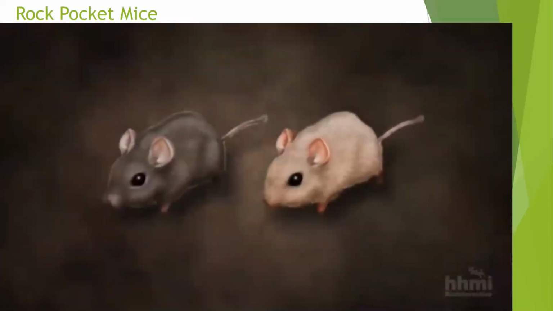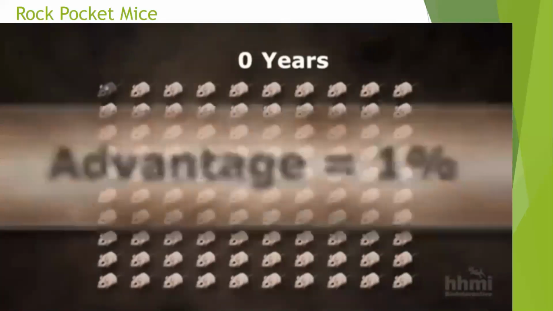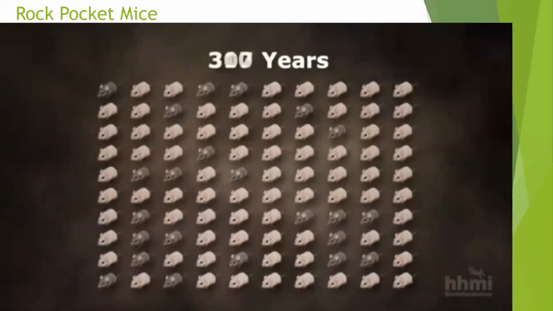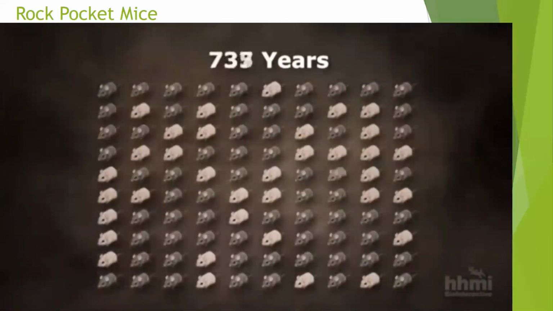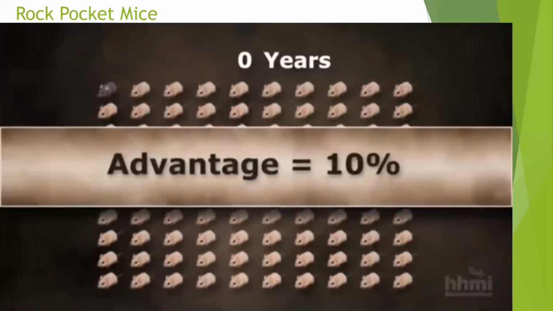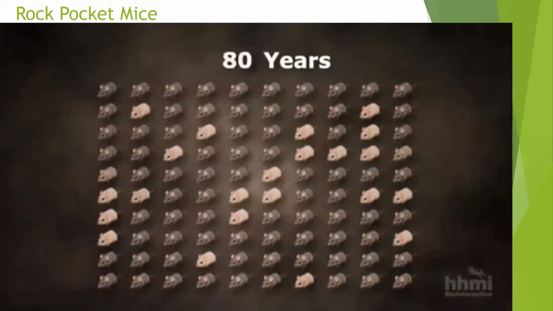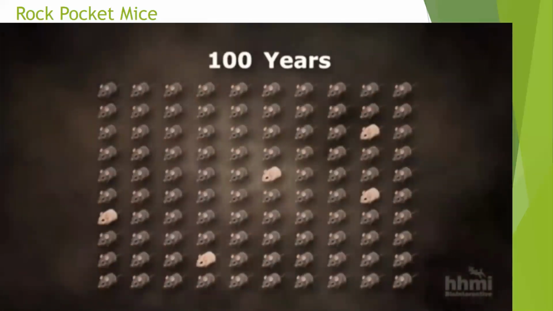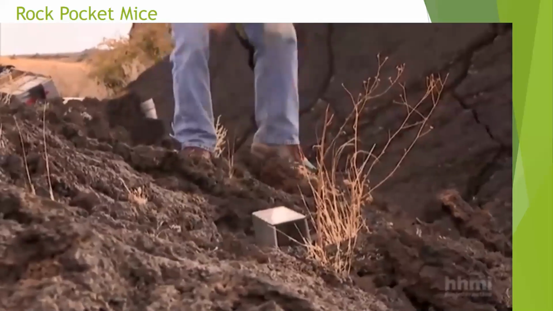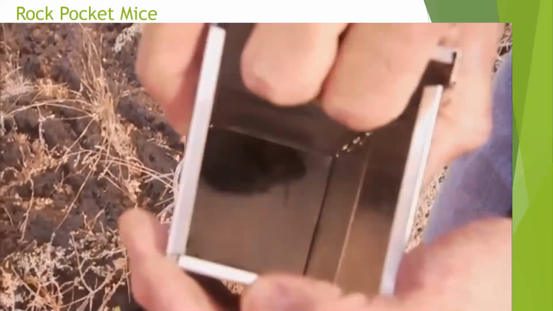If dark color gives mice a 1% competitive advantage, and you start with 1% of the population being dark, then in about 1,000 years, 95% of the mice will be dark. If instead, the dark color gives them a 10% advantage, then it only takes 100 years. Thanks to Nachman's mice, science has an example of evolution crystal clear in every detail.